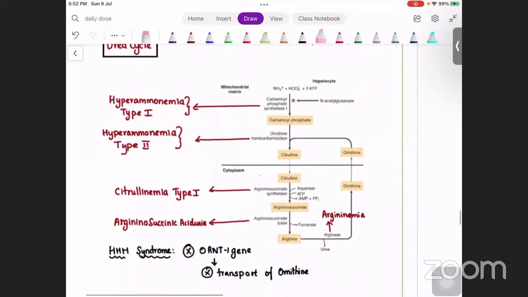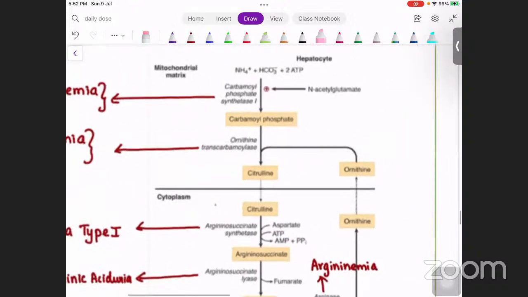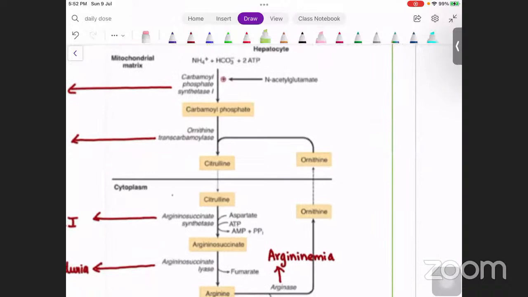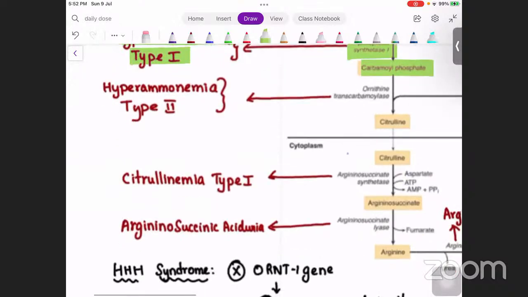Speaking about the urea cycle, I rather call it 5 enzymes, 5 defects. 5 enzymes, 5 diseases. You have to remember. So first we will discuss that. The first step: ammonia plus bicarbonate plus 2 ATP combine to form carbamoyl phosphate, mediated by carbamoyl phosphate synthase 1, where deficiency could result in hyperammonemia type 1.